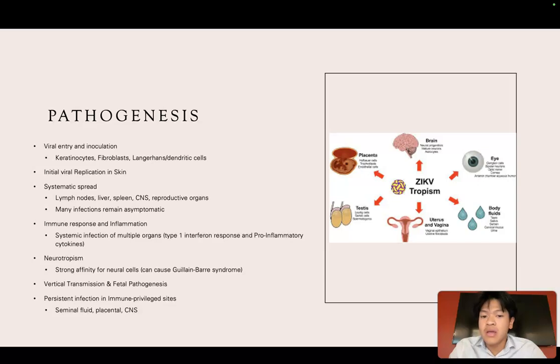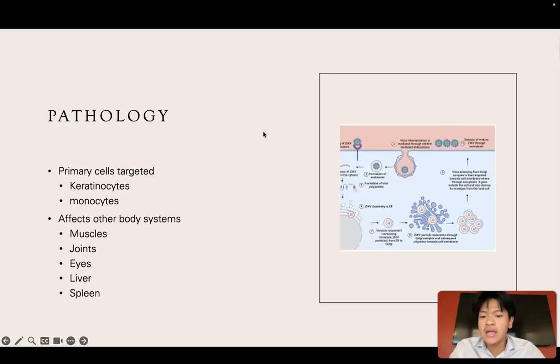And the virus may affect other body systems, obviously, such as I included over here, like the brain, eye, muscle joints, liver, and spleen. And then here's some of the pathology. So I want to include this as well because Zika virus does primarily infect skin and immune cells before spreading through the bloodstream, and then obviously to the nervous system, and also other organs, like the placenta.